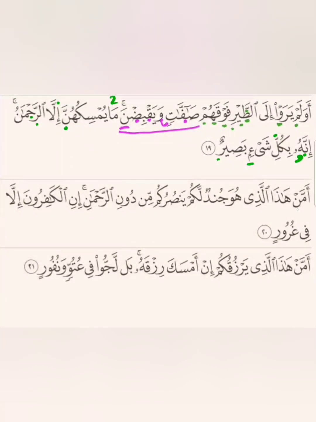Amman hadha alladhi. This noon, you're going to say clearly. This is called idhar. When there is no gunna on a noon sukoon, then you say it clearly. That is called idhar. And idhar always comes before the letters of the throat. Whenever you see letters of the throat, the noon sakin before that is going to have idhar. Amman, strong gunna here because of the shadda. Whenever there's a shadda on meme or noon, the gunna is going to be strong.